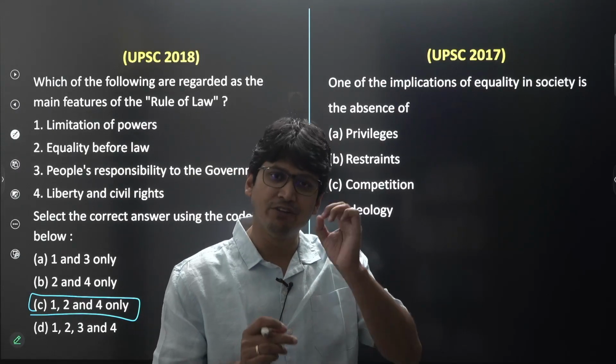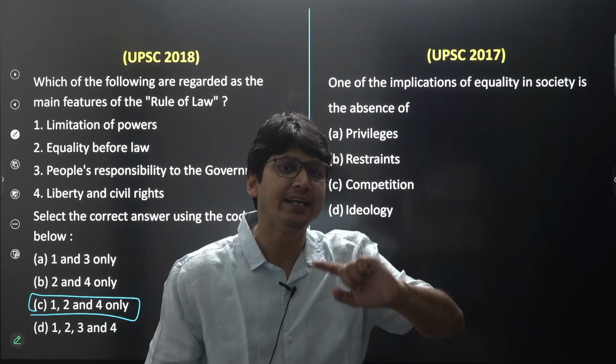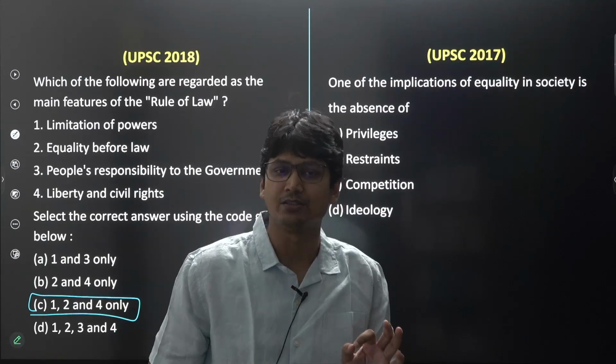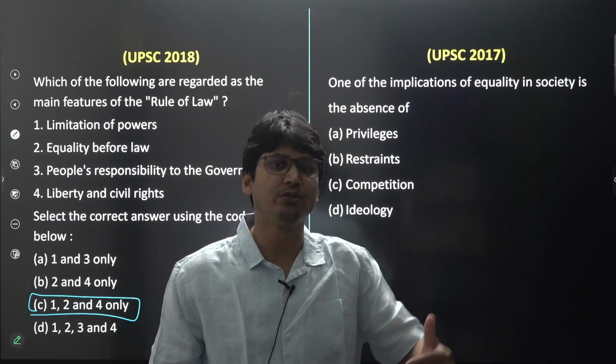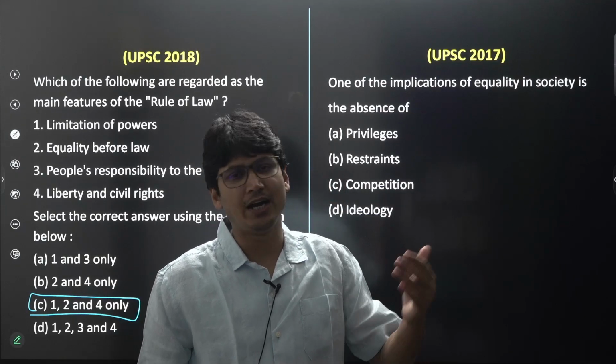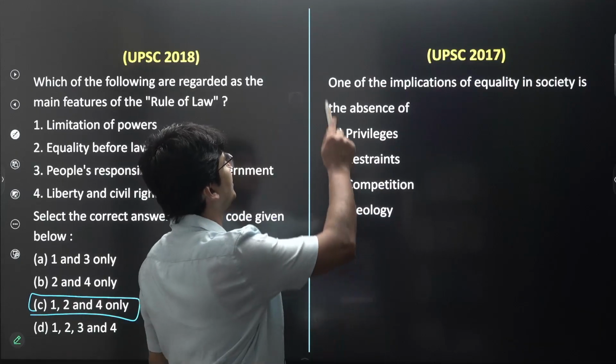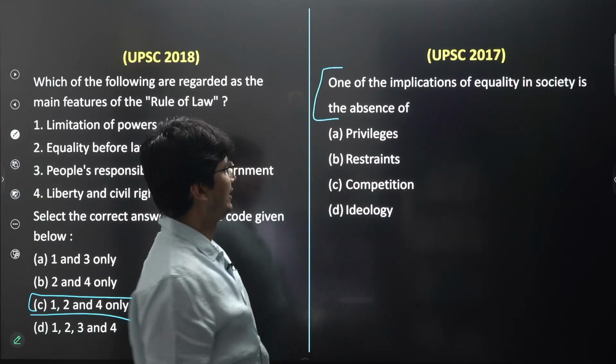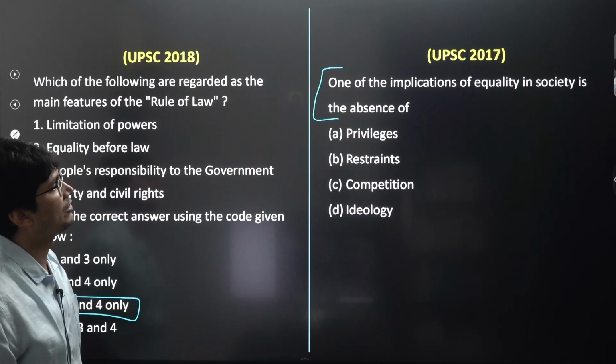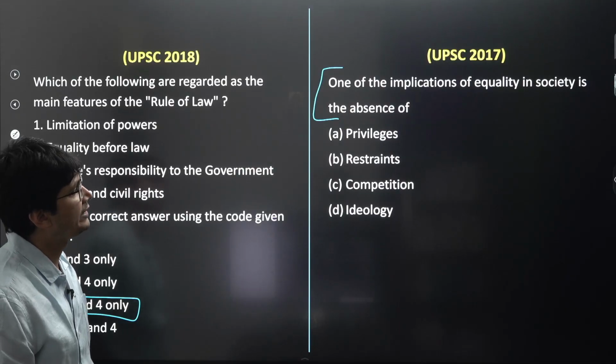You have to work out the options, only then will you be able to work out the answers. Options as in 1, 2, 3, 4. Generally the UPSC questions are based on this pattern only. Very rarely a question like this appears, but this is not an easy question. Please, can you tell me the correct answer here? One of the implications of equality in society is the absence of.